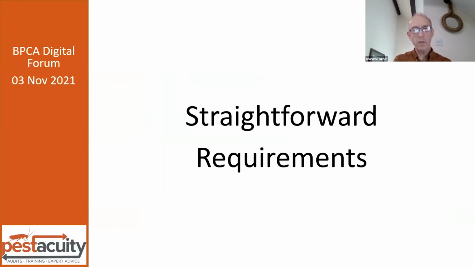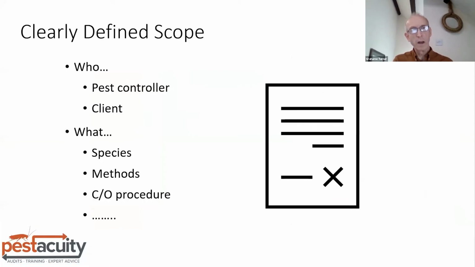So let's look through some of the straightforward requirements. A clearly defined scope is a key thing. The scope needs to say who is responsible for what. So the pest controller requirements, what they're down to be doing, and what the client responsibilities are. The client needs to have a nominated person responsible for pest control, and that needs to be listed in this clearly defined scope. It also needs to cover the species that are covered by the contract, and the methods.